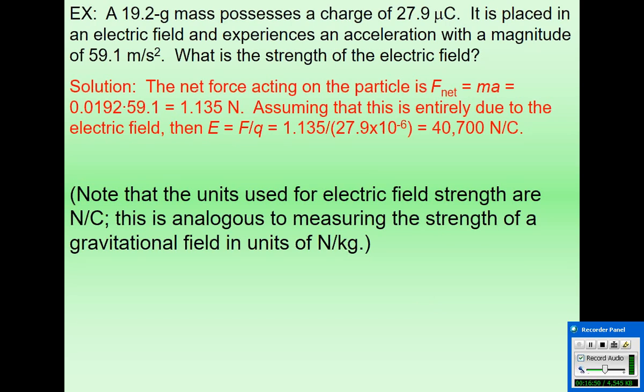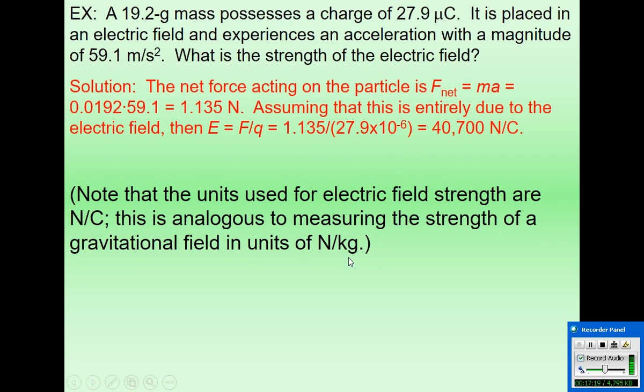In kilograms, the mass is 0.0192. So 0.0192 kilograms times 59.1 meters per second squared gives us 1.135 newtons for the magnitude of the net force. If that net force is solely due to the electric field, then we can use F equals QE and solve for E.